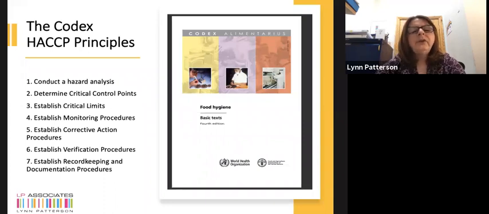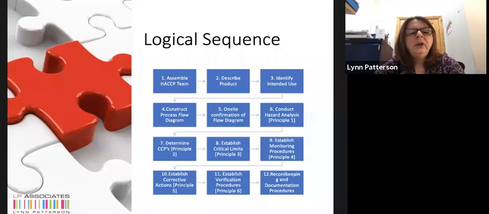So if you were handed those 7 principles and asked to do a HACCP study, you may struggle a little bit. So they've broken it down further into something called the logical sequence. And there are 12 steps in the logical sequence. There are what we call the preliminary steps, which are 1 to 5, and then they follow on to the 7 principles.